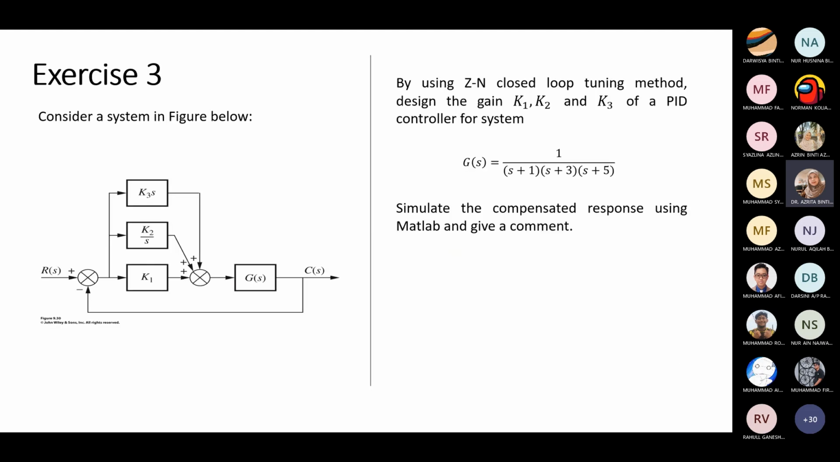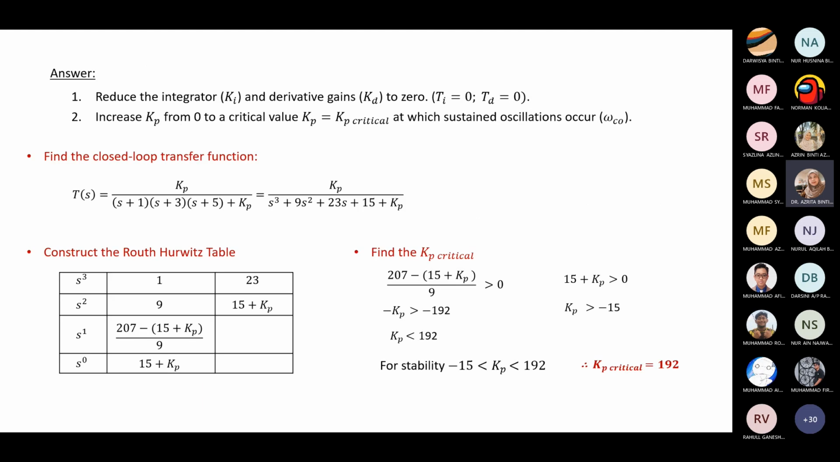Okay, so exercise 3 is the same exercise, but for this exercise, the question extends your answer. You need to design the values of K1, K2, and K3 using the Ziegler-Nichols technique. So we do all these steps: find the closed loop transfer function first, and then construct the Routh table. From the Routh table, we can obtain the value of Kp critical. So Kp critical is 192.